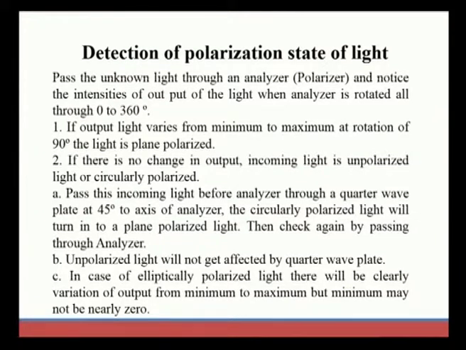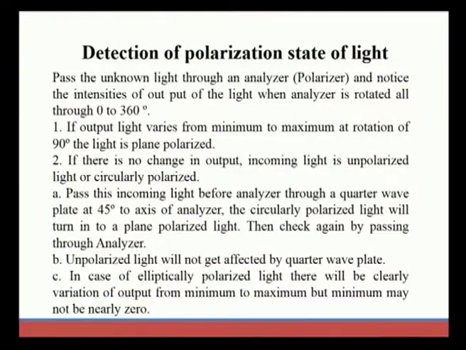Pass the unknown light through an analyzer, that is a polarizer, and notice the intensity of the output light when the analyzer is rotated through 0 to 360 degrees. This is the first thing we need to do: the light whose polarization we want to know has to be passed through the analyzer, and the analyzer has to be rotated from 0 to 360 degrees, changing the intensity of the light.